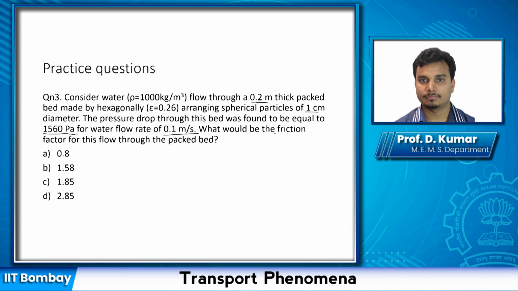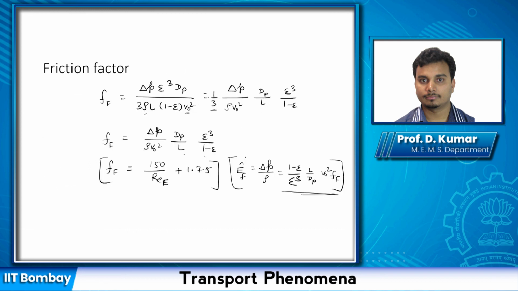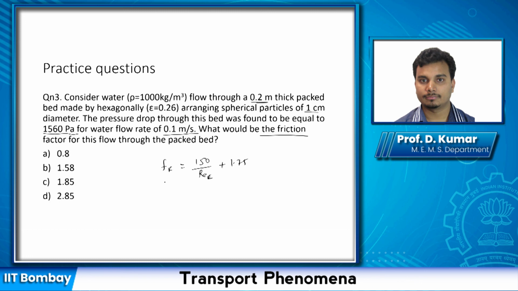In this case, you have to calculate what will be the friction factor for this flow through the packed bed. Okay, so there are many ways to calculate, and you can use the simplified equation, that is 150 by RE plus 1.75. Remember that in this equation that I have written here, the numerical factor is not there in that definition of Reynolds number. Okay, so you can do this simple calculation, revising what we were just talking about.